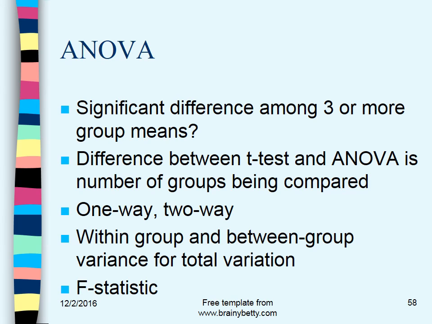ANOVA is actually looking to find out if there is a significant difference among three or more different group means. The difference between a t-test and ANOVA is the number of groups being compared. There's a one-way ANOVA and then there's a two-way ANOVA. There's a within-group and between-group variance for the total variation, and you get an F statistic with ANOVA. I did want to go ahead and mention that with this analysis of variance, we're looking to find out whether there are significant differences between the conditions or the groups.